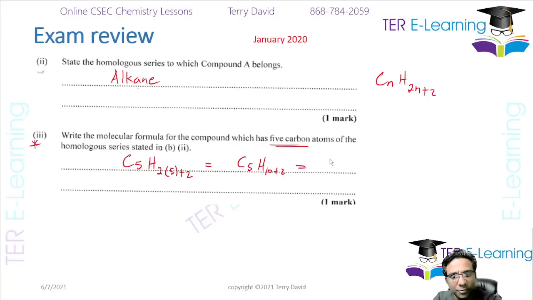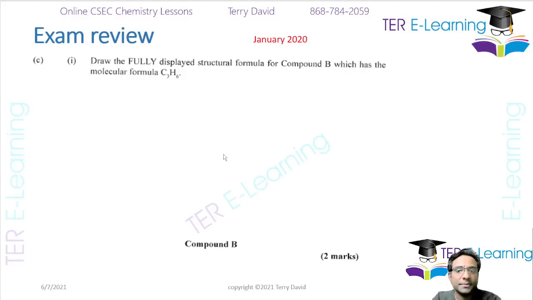So therefore, the formula for this compound is C5H12. Right? That's the formula for that compound here. Okay? So again, that's easy marks for you guys, right? C5H12. The next part, they want us to draw compound B, and the formula for compound B is C3H6, right? So this compound here, we're going to draw 3 carbon atoms.